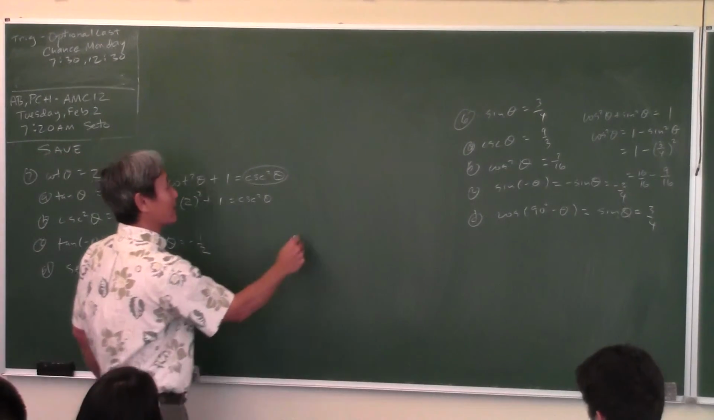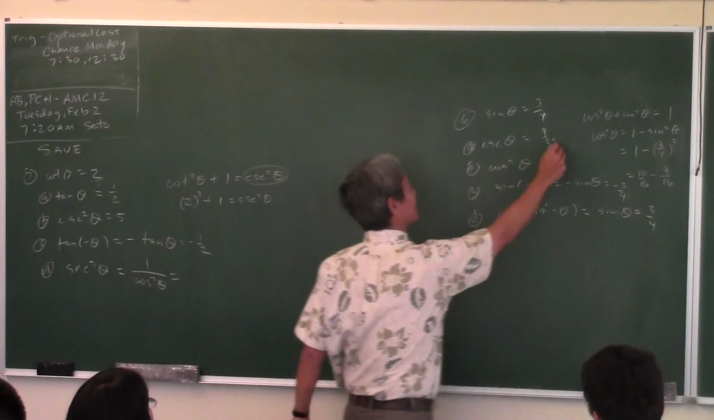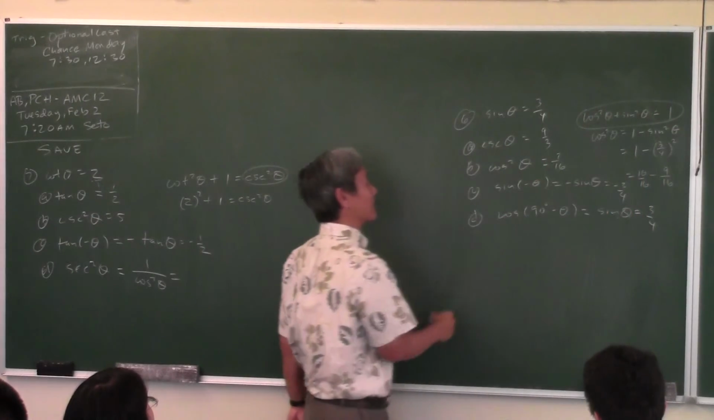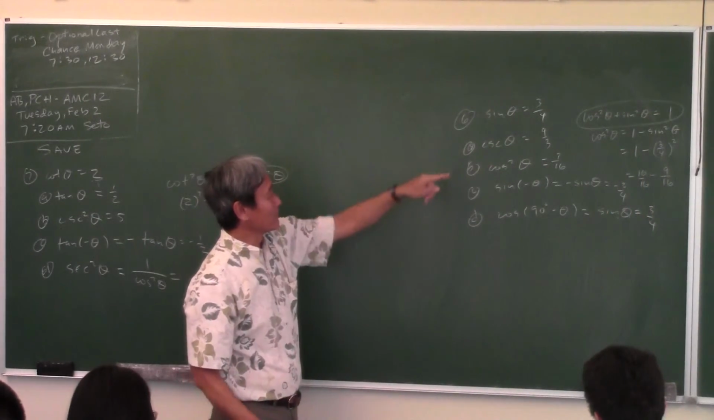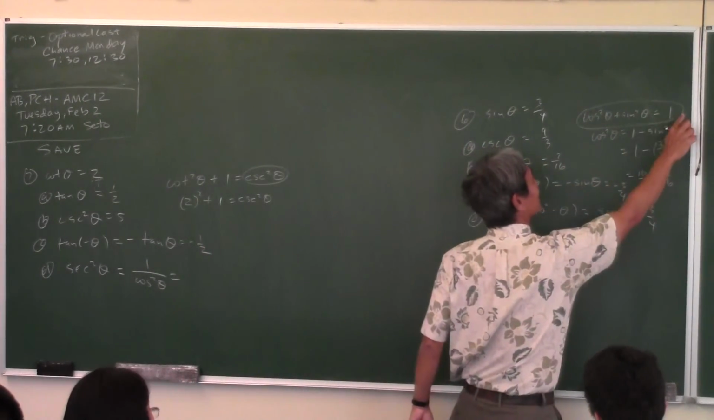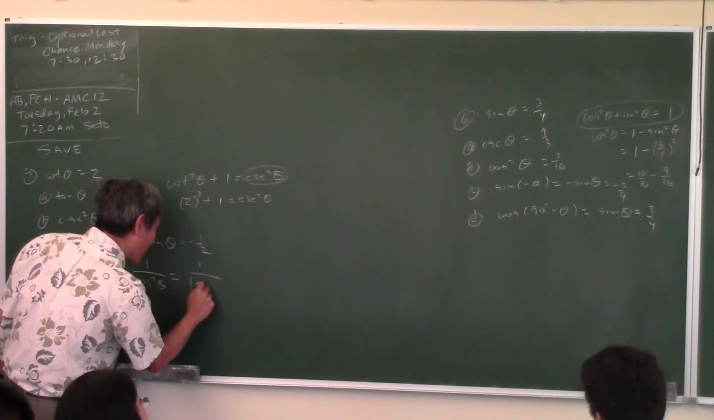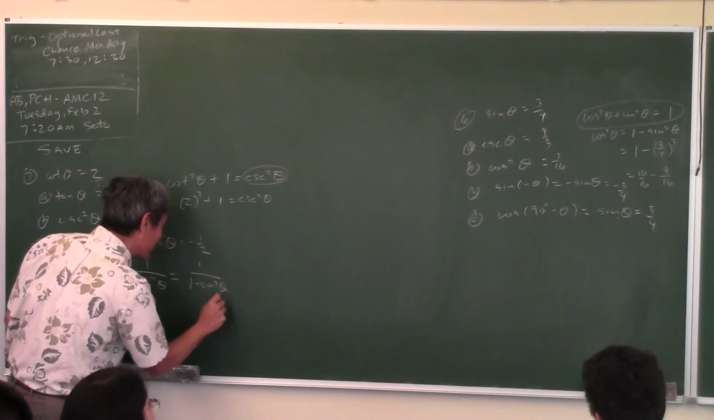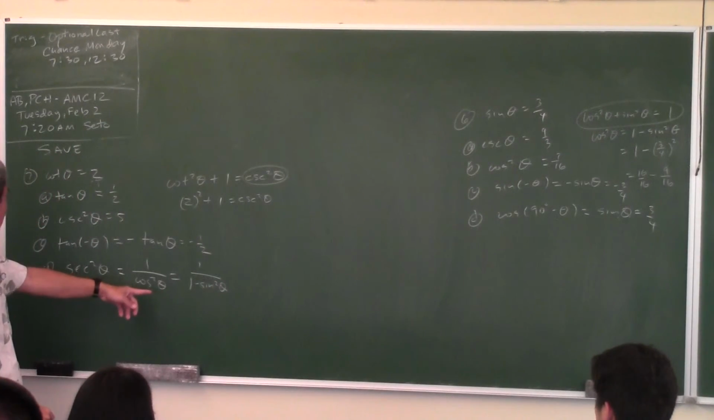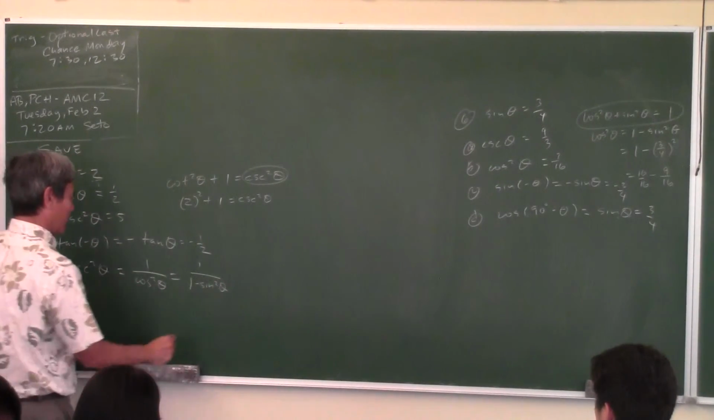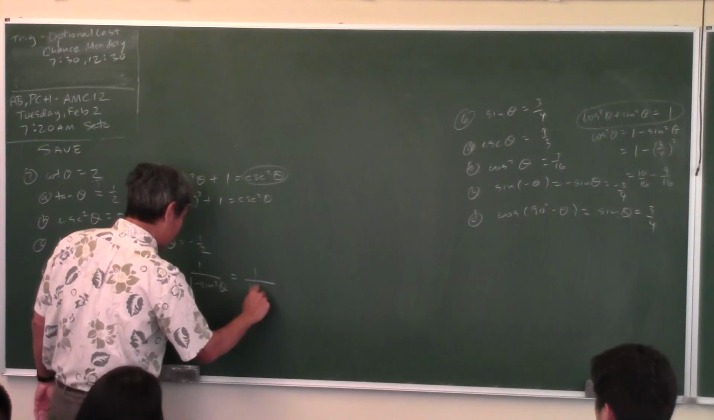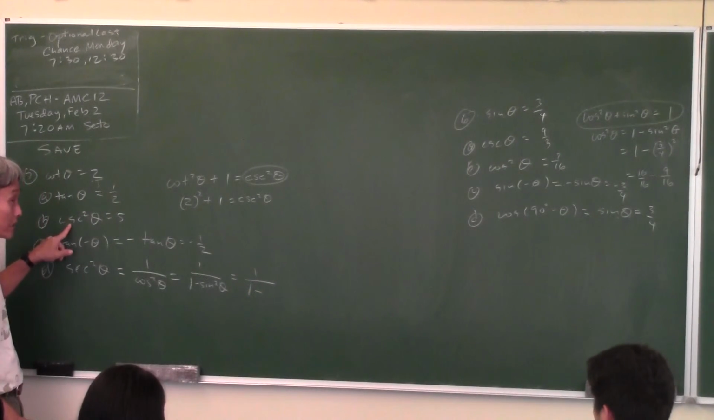Well, look at the Pythagorean identity here. Here it is. What is cosine squared equal to? If you move the sine to the other side, well, here it is right there. It's 1 minus sine squared. Do I know what sine squared is? Yes. Because look, this is cosecant squared.